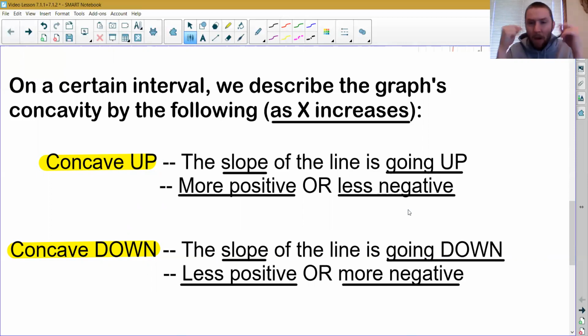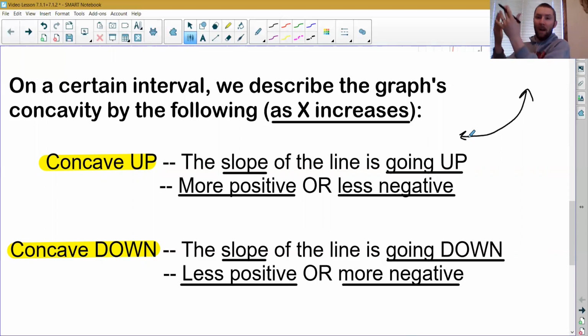So my understanding of concavity, before we get to a formal calculus definition later on in life, is the function is concave up if the slope of the line is increasing, if it is going up. What I mean by that is the slope is either getting more and more positive, sort of like an exponential growth function. That's one where it's flat to begin with, and then it gets a little steeper, a little more steep.